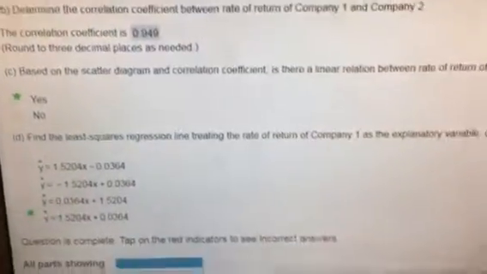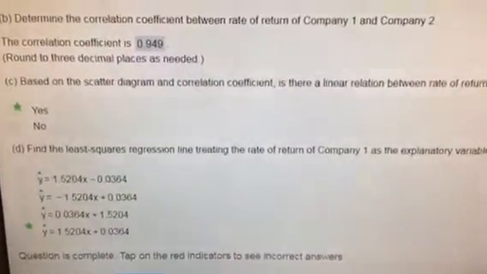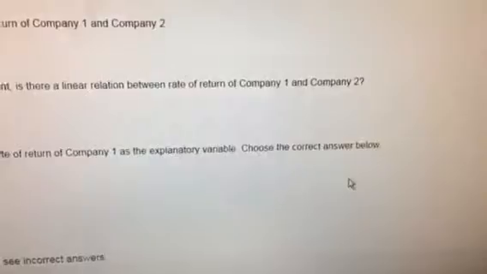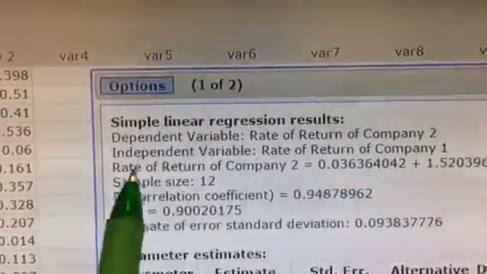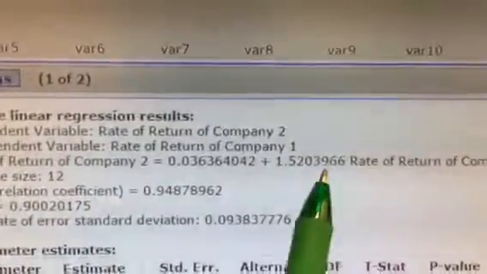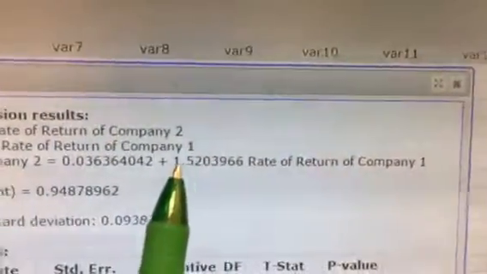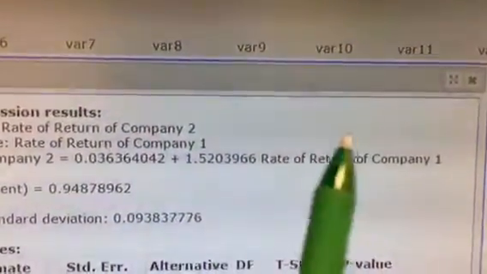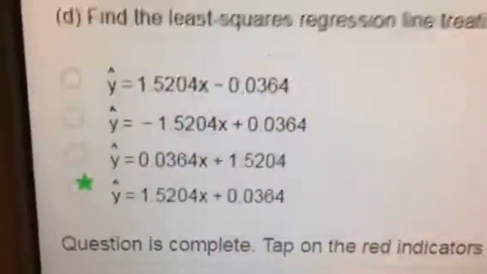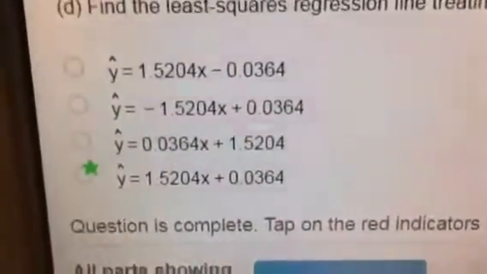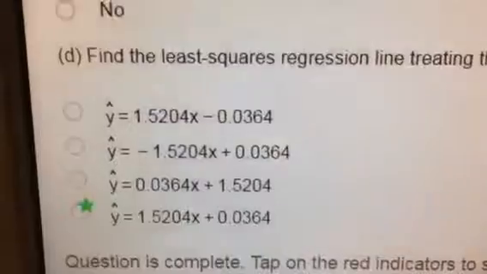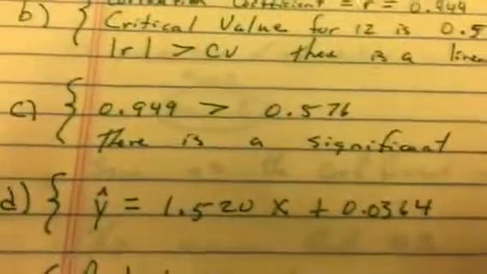Okay, the next thing it asks you to do is to find the least squares regression line, treating company 1 as explanatory. And it says choose the correct answer. That's right here. Notice that's where this would be our Y, so it's like Y equals. Be careful because these are turned around compared to what's in MyLabsPlus. This is my M, that's my X, that's my B. So when I go to select the right one, it's going to be the one that's Y hat equals 1.5204X plus 0.0364. Okay, so we have our equation written down. We're going to use that in a minute.